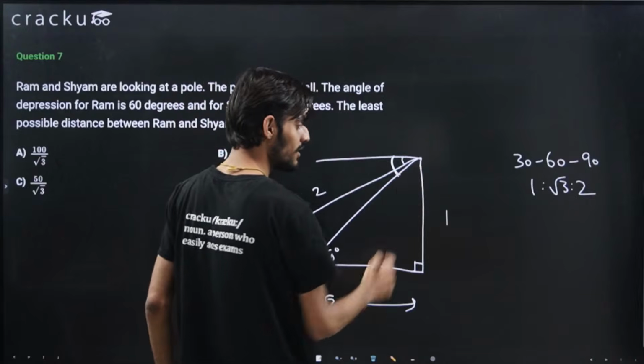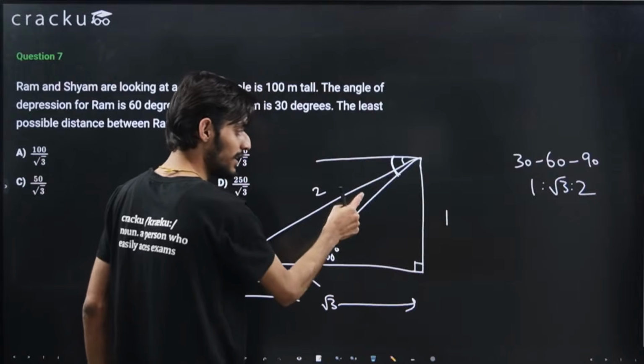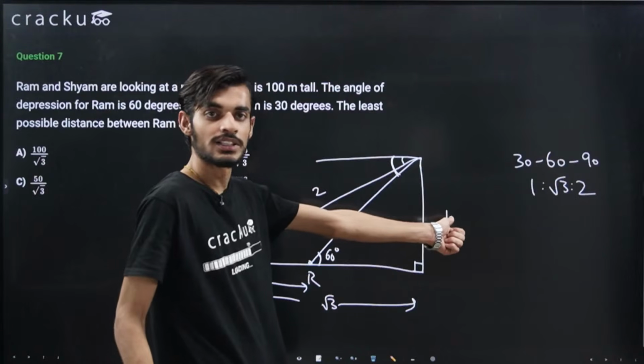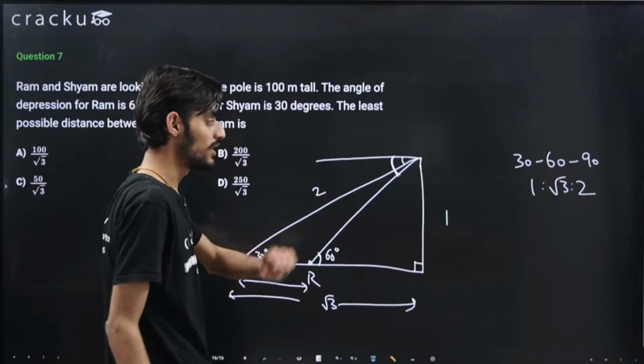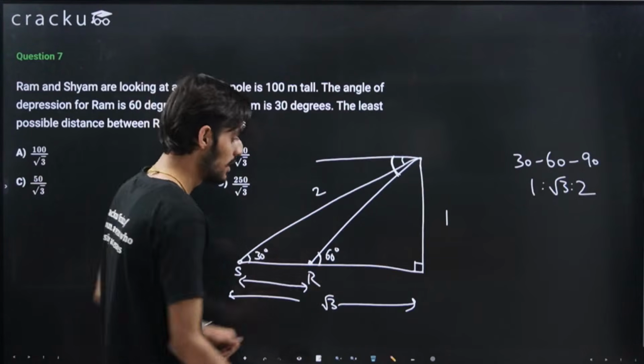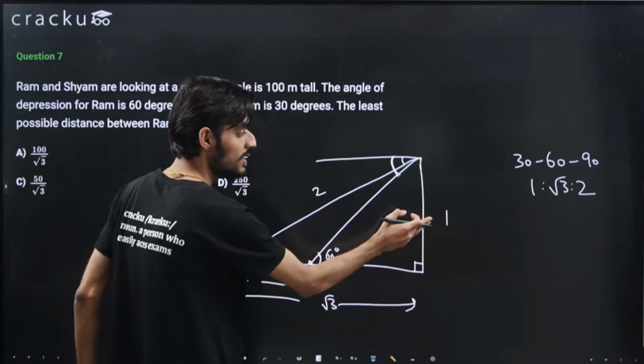So this will be 30 degrees. So this is 30 degrees. So this will be 1, this will be root 3, and this will be 2. Because I have already let this value as 1, we need to check that the value should satisfy with respect to this triangle also. So with respect to this triangle, the value in front of 60 degrees is root 3.